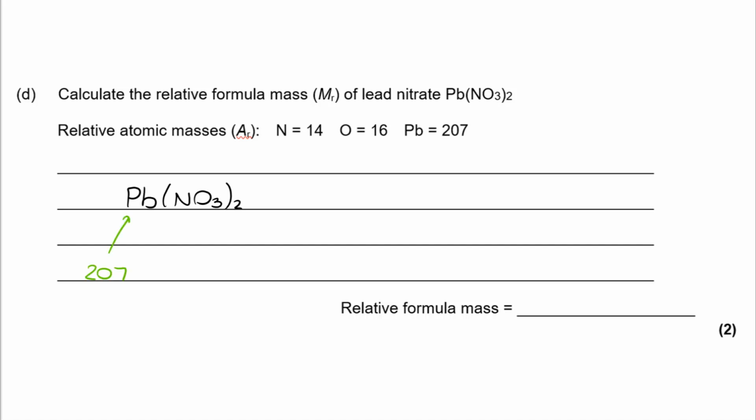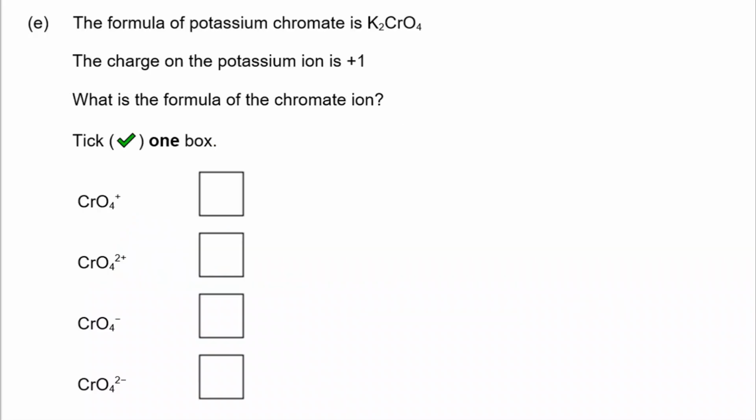I've got 1 Pb, that's 207. I've got 2 nitrogens because the NO3 is in brackets and there are 2 NO3s. And by that same token, I have got 6 oxygens because there are 3 oxygens in 1 NO3 and I have 2 of them. So I put all of those numbers together and I've simply then got to multiply up and then add together, bringing us a relative formula mass of 331. Okay, we're going to move on.